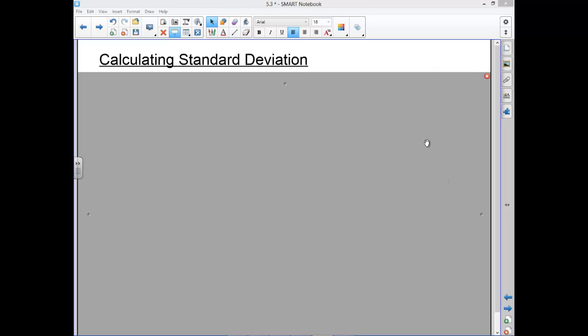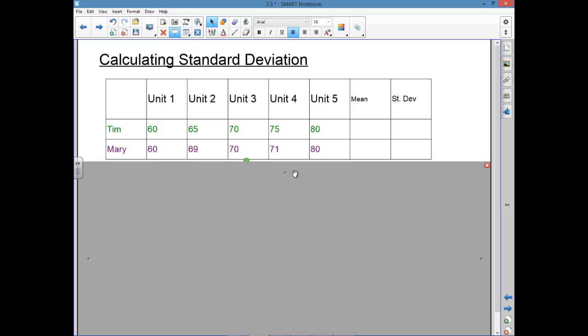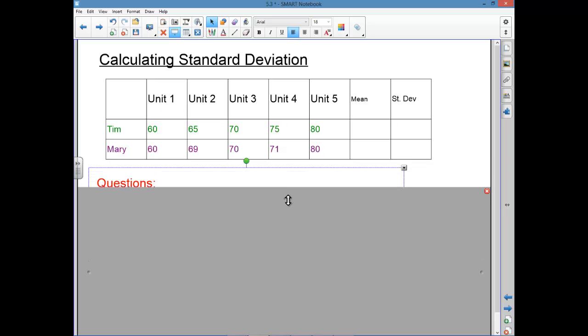In this next example for section 5.3, we're going to be calculating standard deviation. In this, I have included two students, Tim and Mary, and their 5-unit test so far in Math 2201. We'll look at their mean, the standard deviation, and along with that, there are a couple questions that we would like to answer.